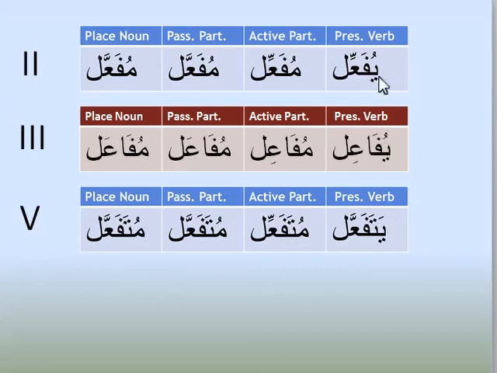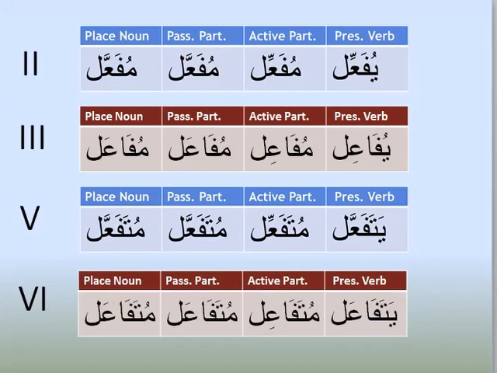Look, exact same pattern. We're taking the basic stem pattern, whatever you get from the present tense verb, stick it in here. Remember, put a mu in the front in each case. The active participle has this little kasra. All the rest have this. And the passive participle and the place noun are exactly the same. Boom. We're not even going to bother going through them all one at a time.